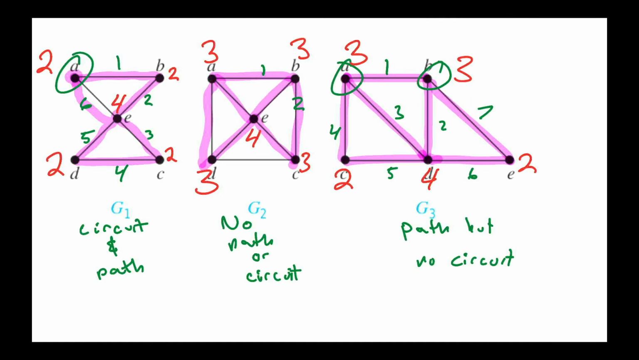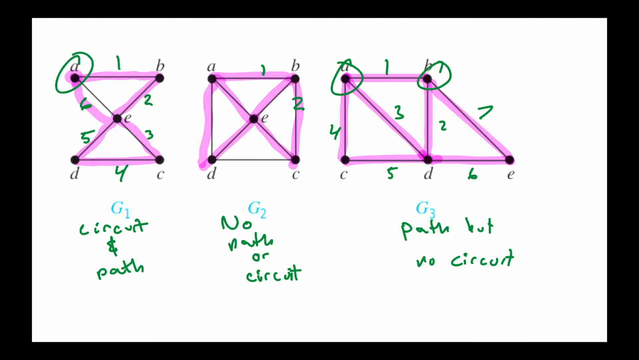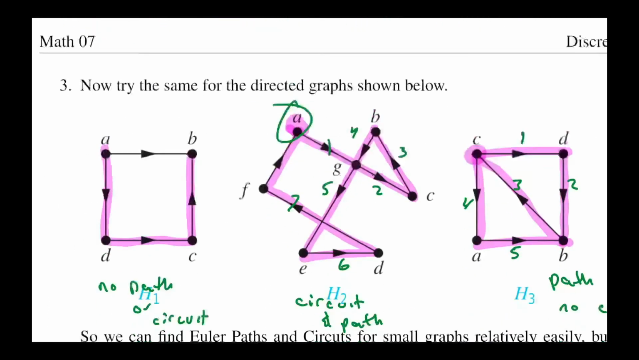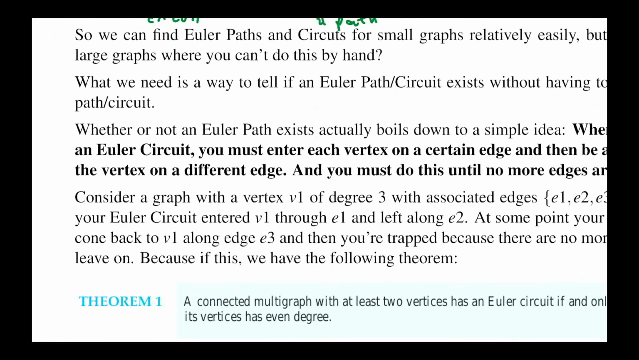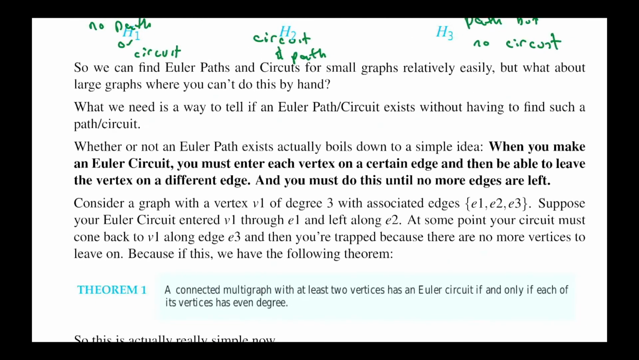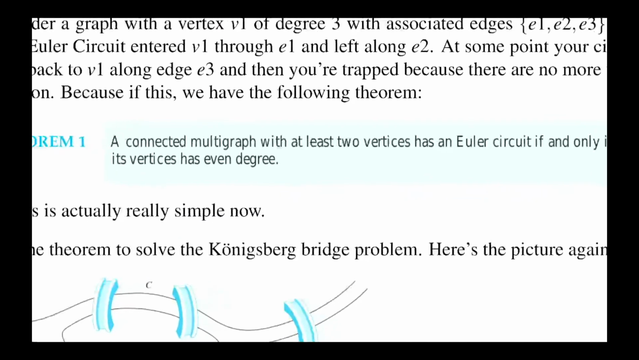So what was the point of saying all that? Well, I'm going to erase all this. The point of saying all that was that the degrees of the vertices is what makes the problem solvable or unsolvable. And it all has to do with the fact that you have to come into a vertex on a particular edge and leave on a different edge, right? So that's the whole thing. Enter on a certain edge, leave on a different edge. That's it. All right. So let's look at our theorem here.